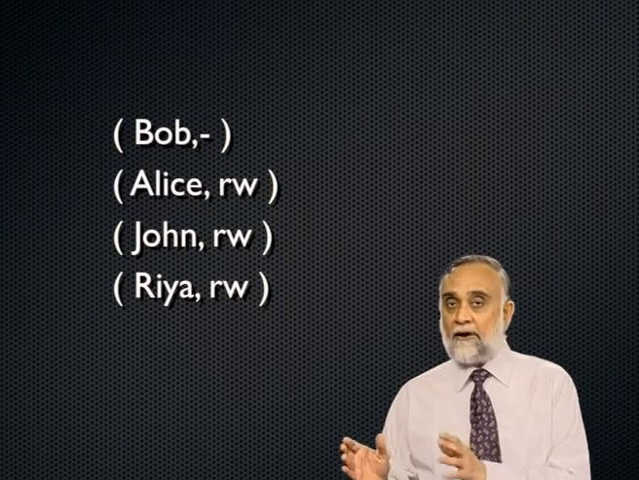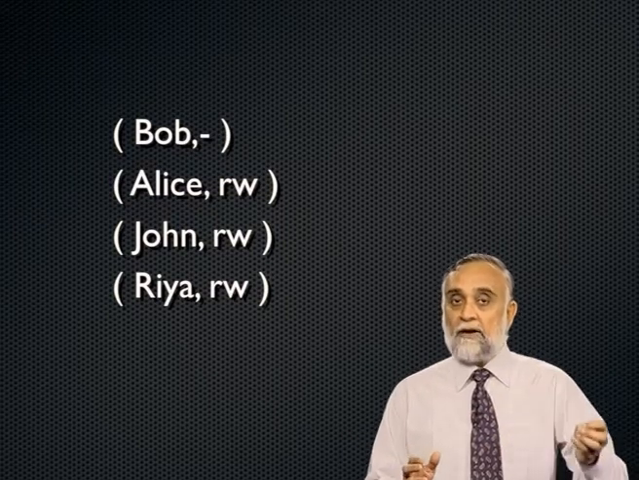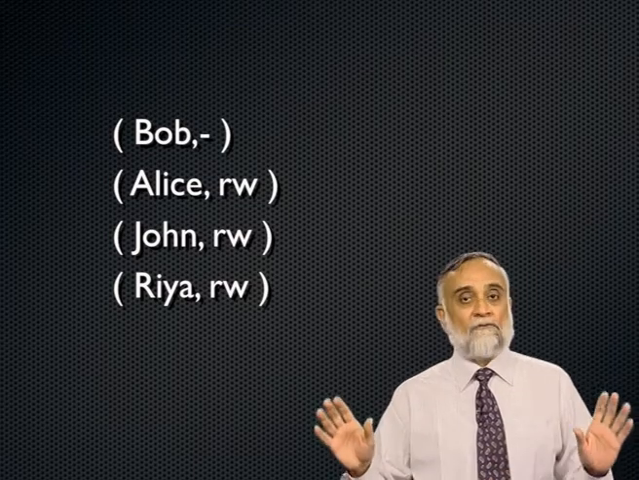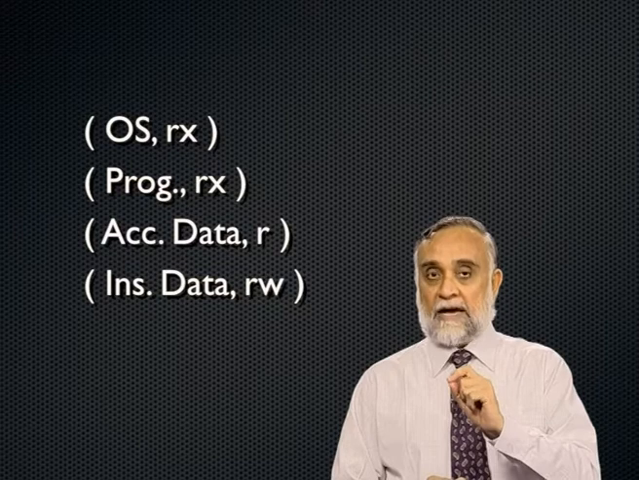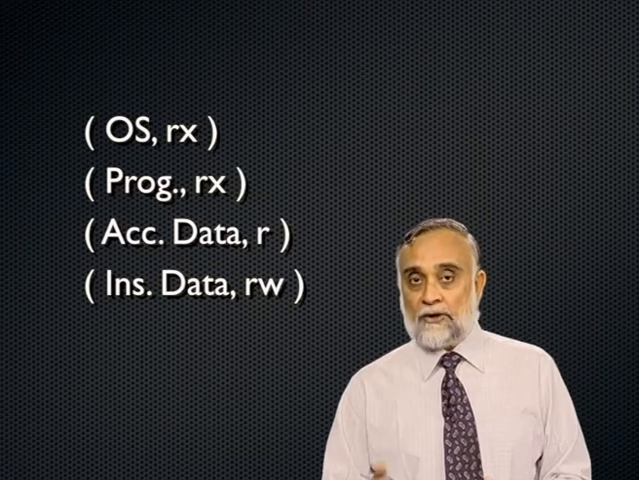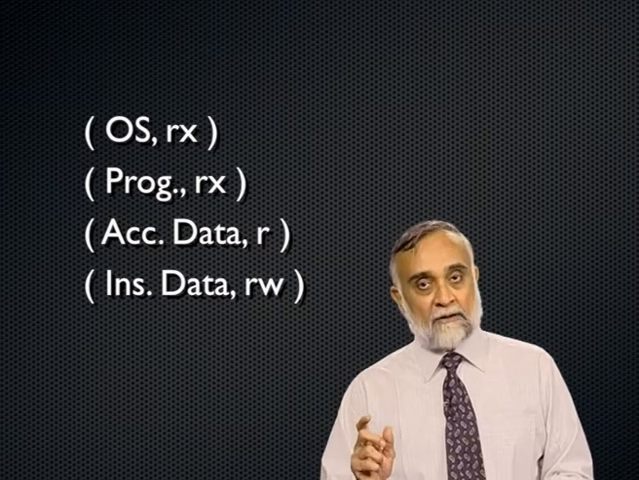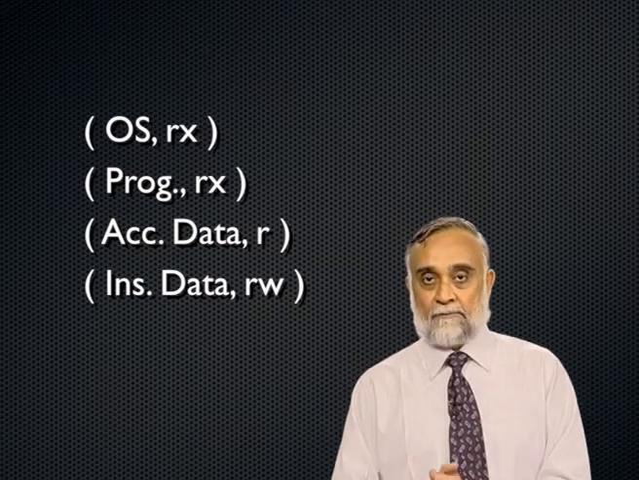The ACL corresponding to the mentioned ACM pertaining to insurance data is: for insurance data, subjects or users Alice, John and Ria have permission to read and write, whereas for Bob it is not defined. Similarly, Alice's C list shows the capabilities a user has: Alice can read and execute the programs, read only account data and read and write insurance data.